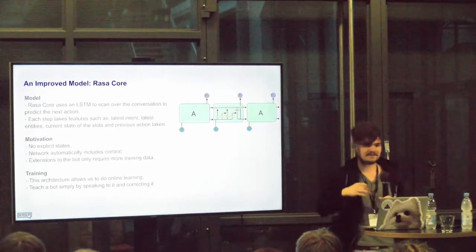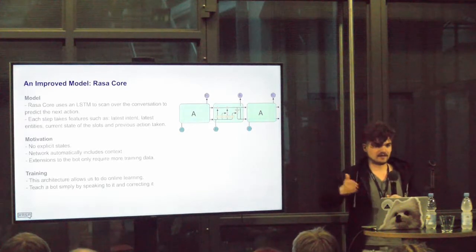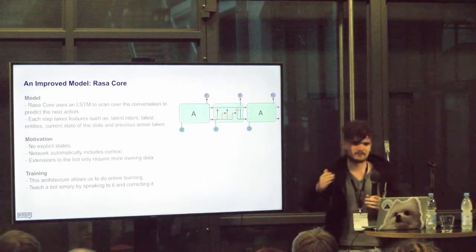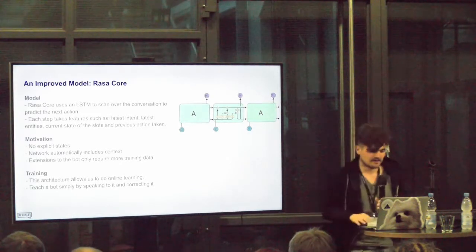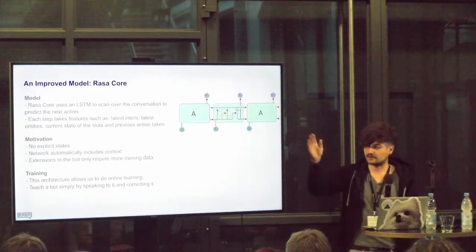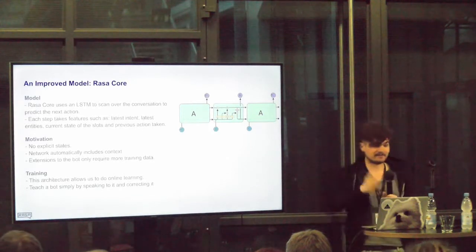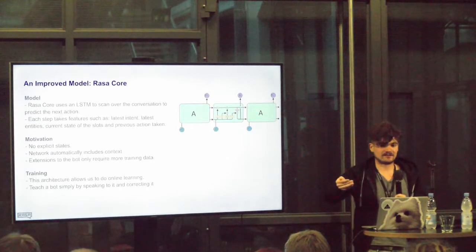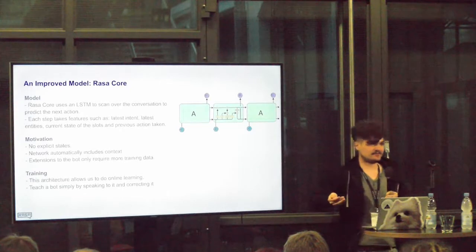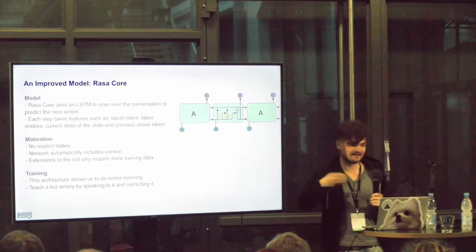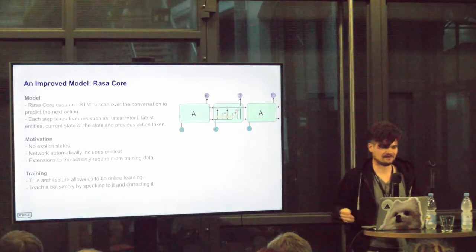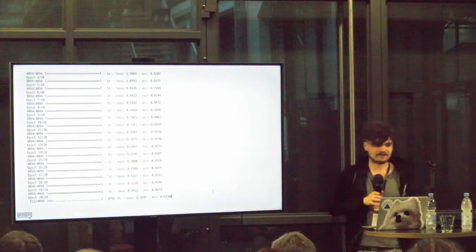And online learning is learning on the go. Like you're given a new example, you try and predict it. If you're wrong, you're told you're wrong, and you try something new. So basically what that means for our case is that you teach a bot simply by speaking to it. It tells you what it thinks is the right thing to do, and then you say, actually, no, that's wrong, do something else, and then it learns to do that. And the next time you come around to the same thing, it should be better. So I've got an example of how that works.